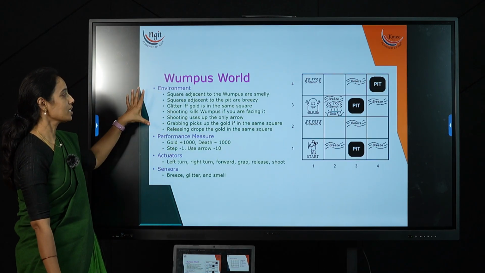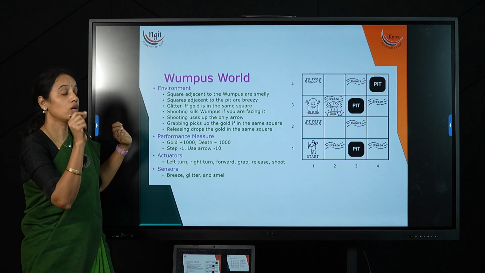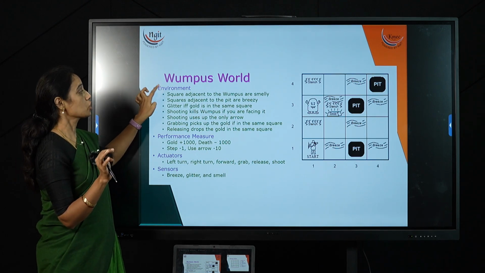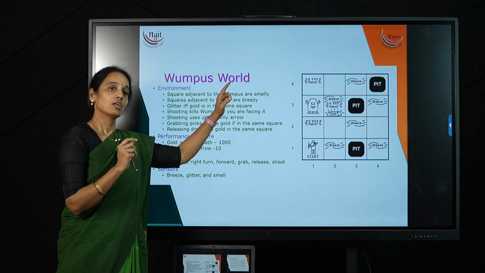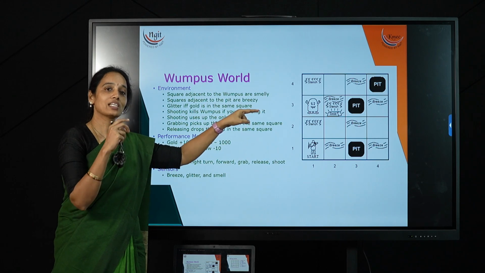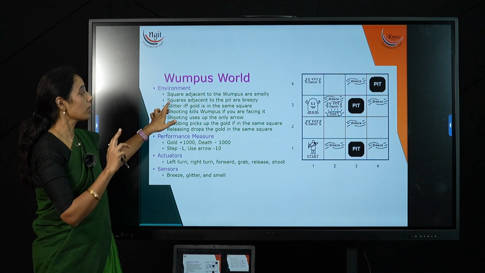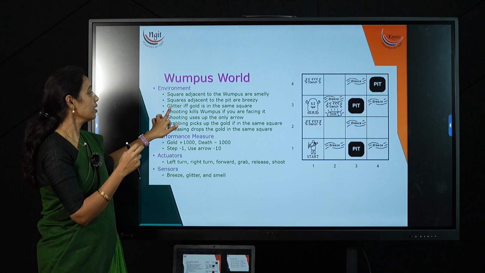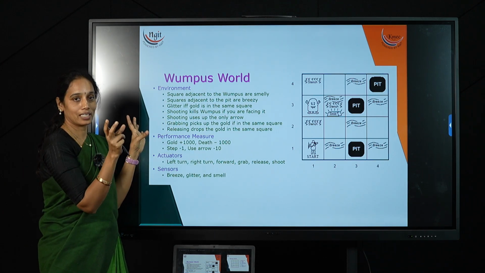So here, what is the environment? As I already told you, an agent has to perceive its environment. After perceiving the environment, what actions can it take? Squares adjacent to the Umpus are smelly. So when an agent reaches the square beside the Umpus, it will feel the smell, and then it has to take care. Squares adjacent to a pit are breezy. Whenever there is gold in a particular square, it will glitter.